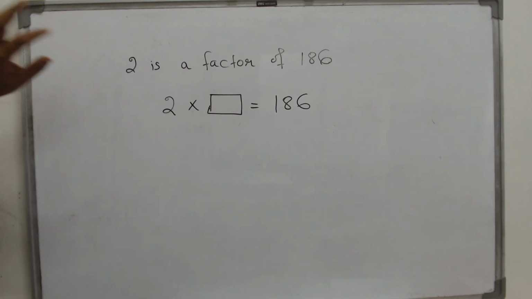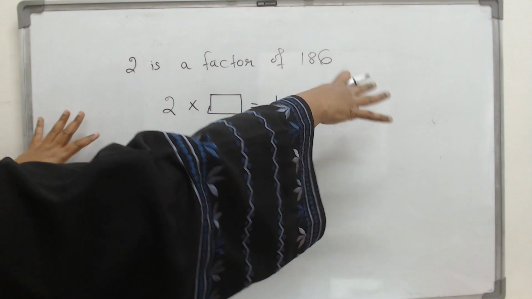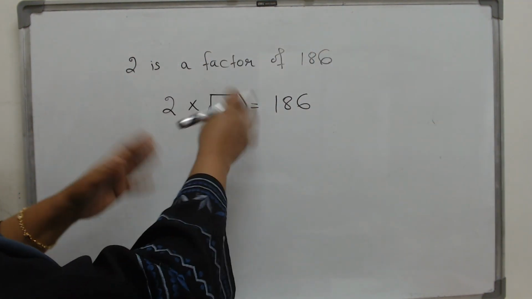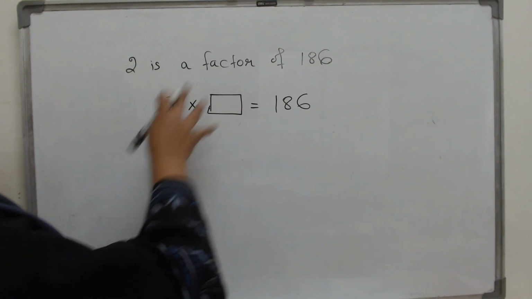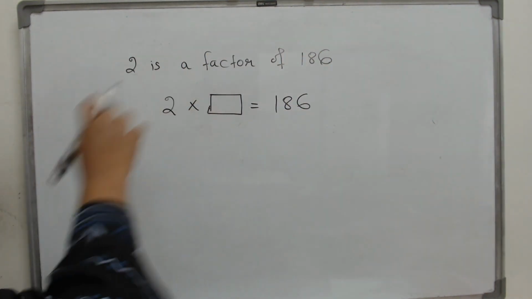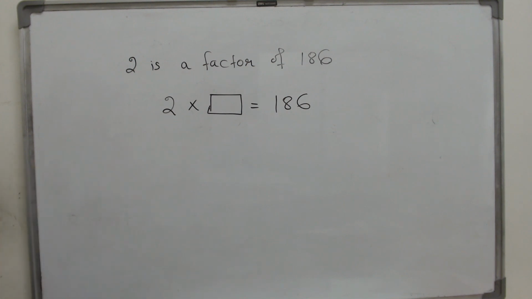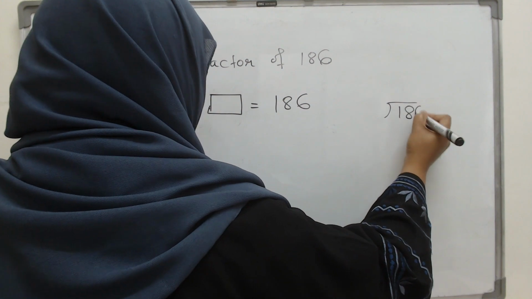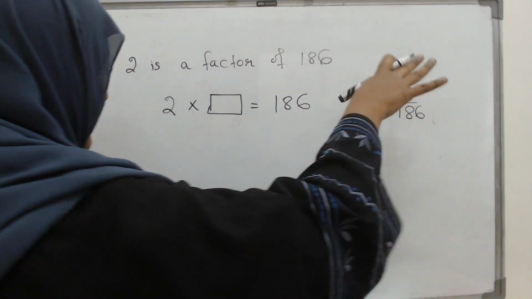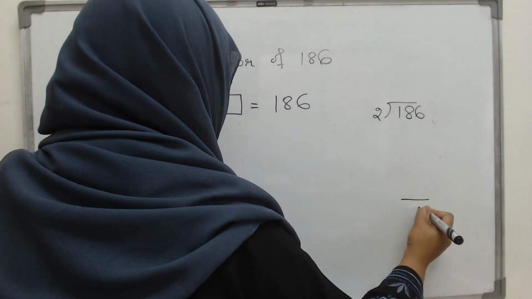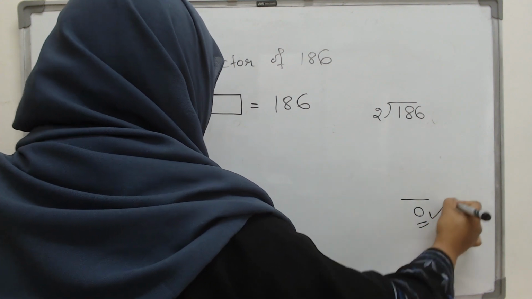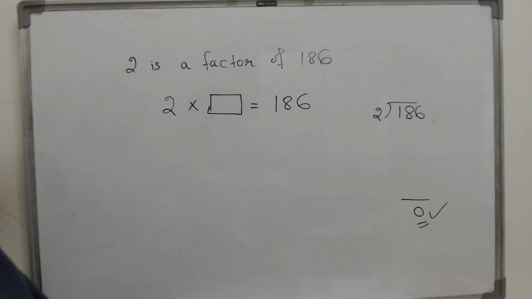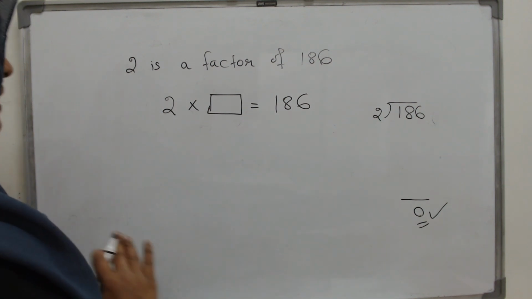Similarly in maths, if I say 2 is a factor of 186, what do I mean? If I start with 2, I can find a number which when multiplied with 2 will give me 186. So now how will I find if it is a factor? I will divide 186 by 2, and finally if I get the remainder 0, then good news, it is a factor.